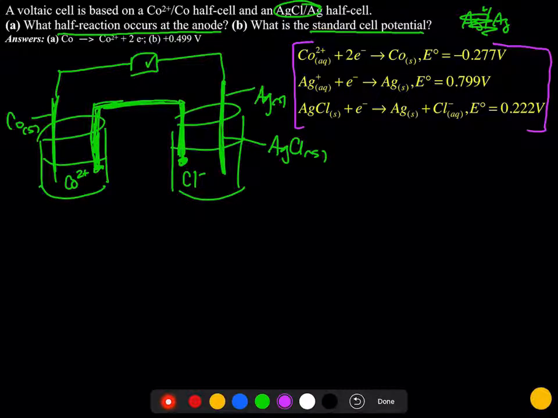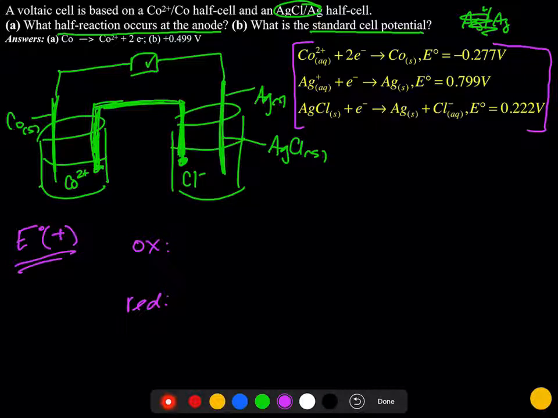And what do I know? If I know that it's a voltaic cell, what's a big clue that I have that will help? I know that my overall E naught value must be positive. That's something that must be true for my cell. So let's go ahead and figure out what my oxidation and my reduction reactions are going to be. Let's do reduction first, because that's the one I think is easiest.